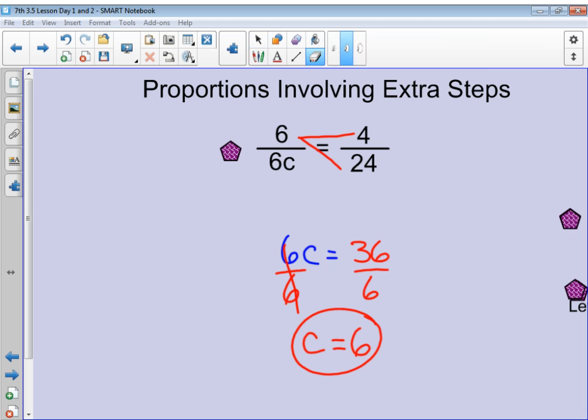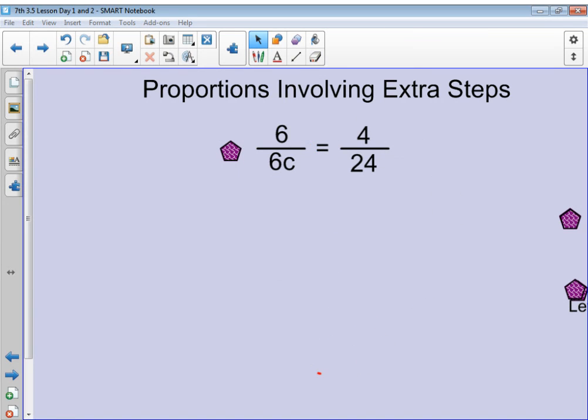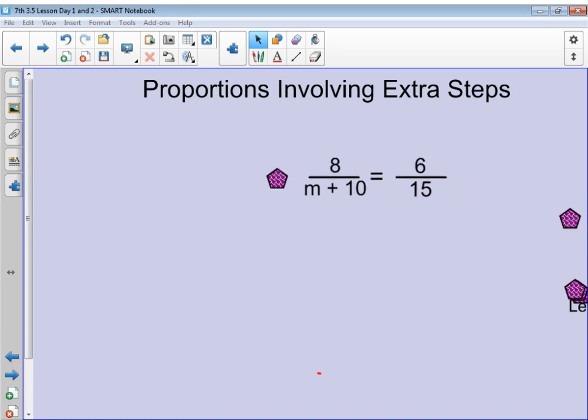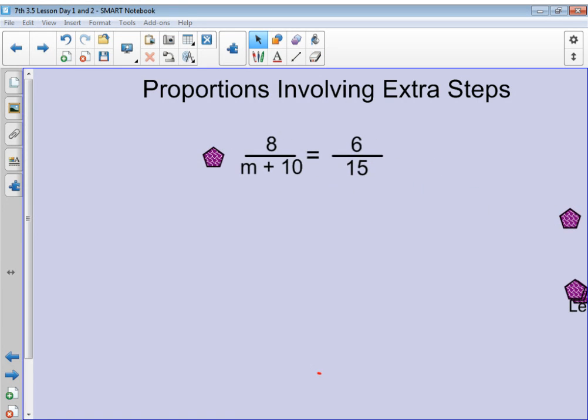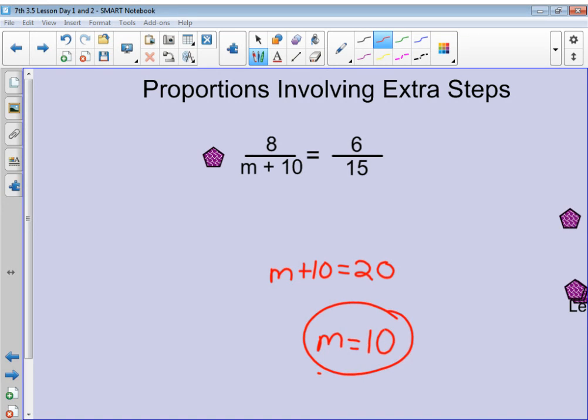Okay, so let's try one more. Go ahead and do this one on your own. Remember, cross multiply where your letter or your variable is not involved. You should have gotten m equals 10 because the m plus 10 equaled the 20. So then you had to subtract 10.